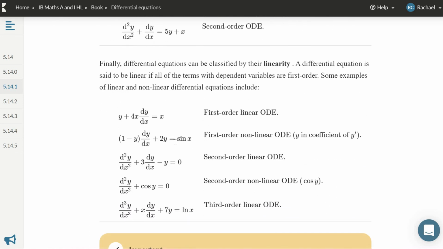And then differential equations are classified by their linearity. A differential equation is said to be linear if all terms with dependent variables are first order.